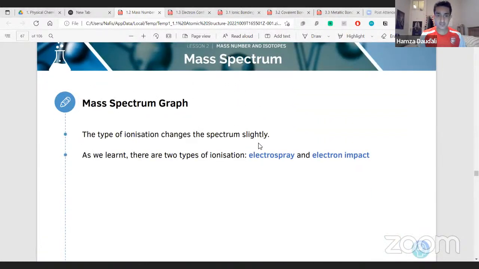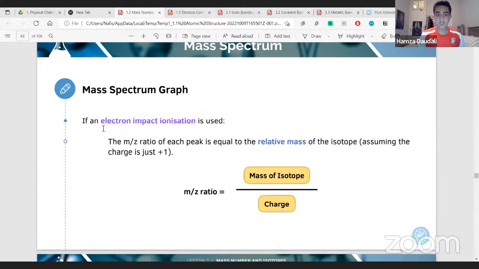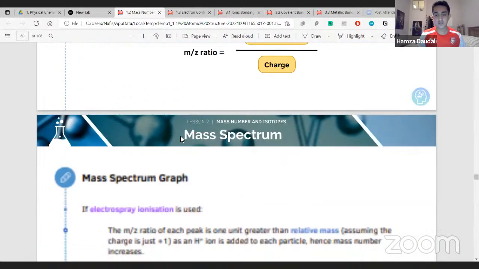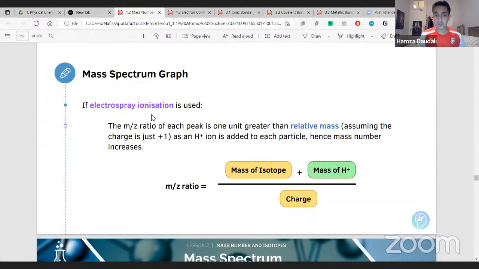The type of ionization will change the spectrum slightly, as we learned there were two ways. Remember, if electron impact ionization is used, the m/z ratio is equal to the relative mass of the isotope. But if electrospray ionization is used, then the m/z ratio is 1 unit greater than the relative mass, because a proton is added, hence the mass number will increase.